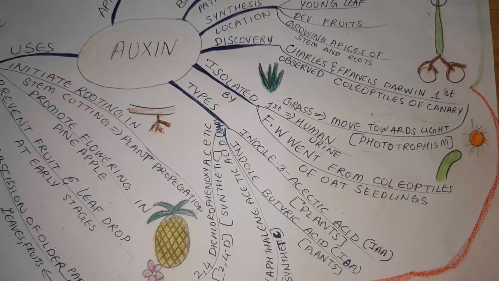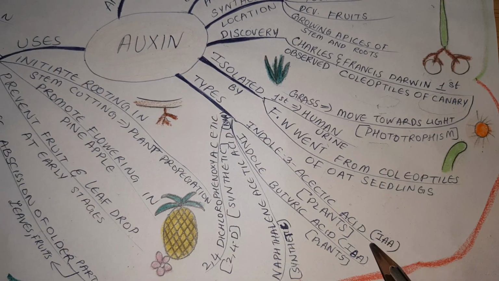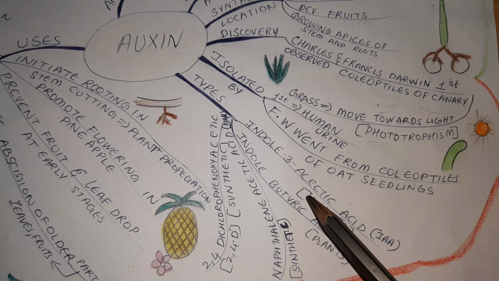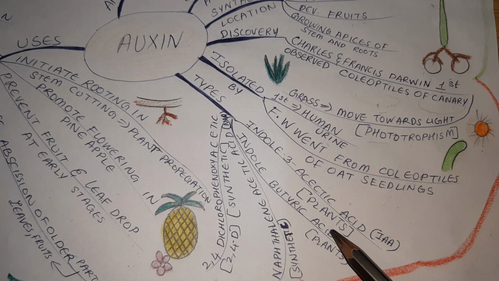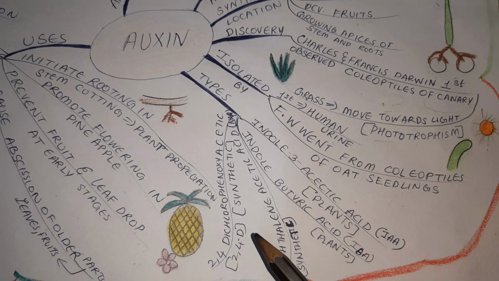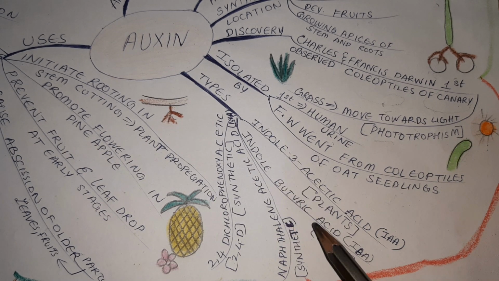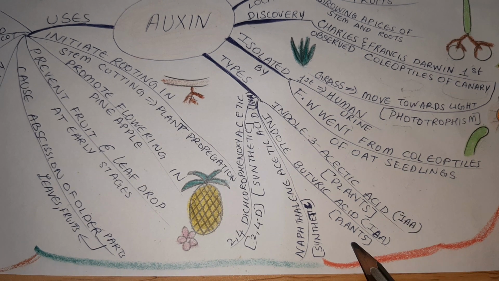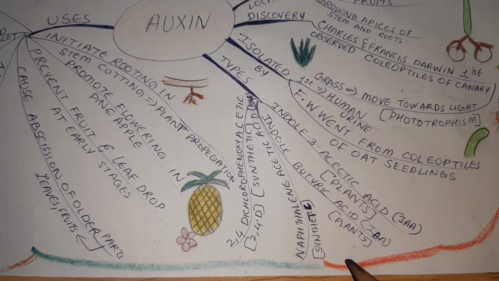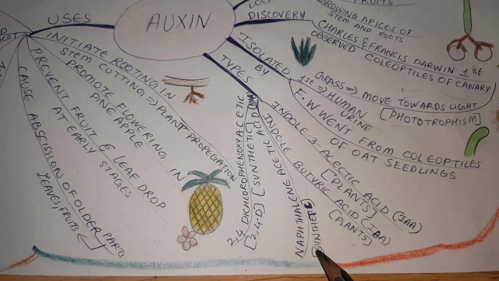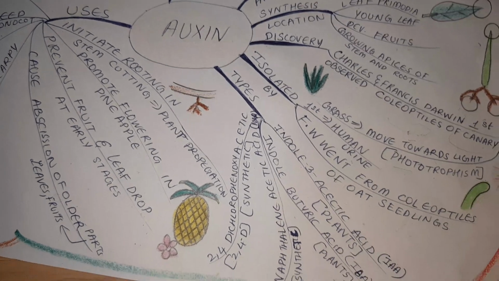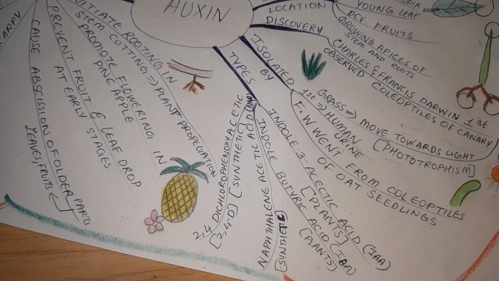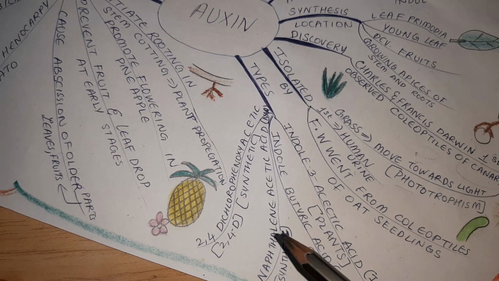Then we have types of auxins. We have IAA, that means indole 3 acetic acid. This is present in plants, while IBA, indole butyric acid, is also present in plants. These both are natural, means they are obtained naturally. While talking about synthetic ones, they are created in the lab, which is NAA, naphthalene acetic acid. This is synthetic, means it is created in a laboratory.